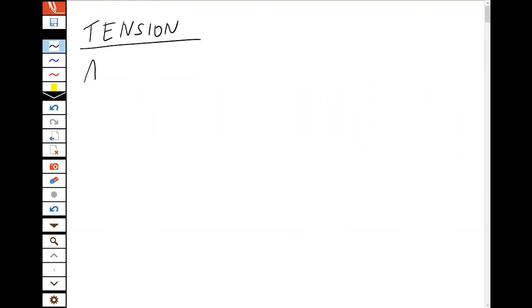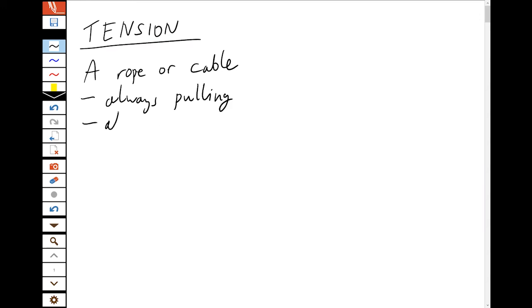Another force we look at is the tension. Now, the tension is the force in a rope or cable. And later we see it can also be in two force members. And the key points of this is it's always pulling, and it's always the same everywhere in the same rope.